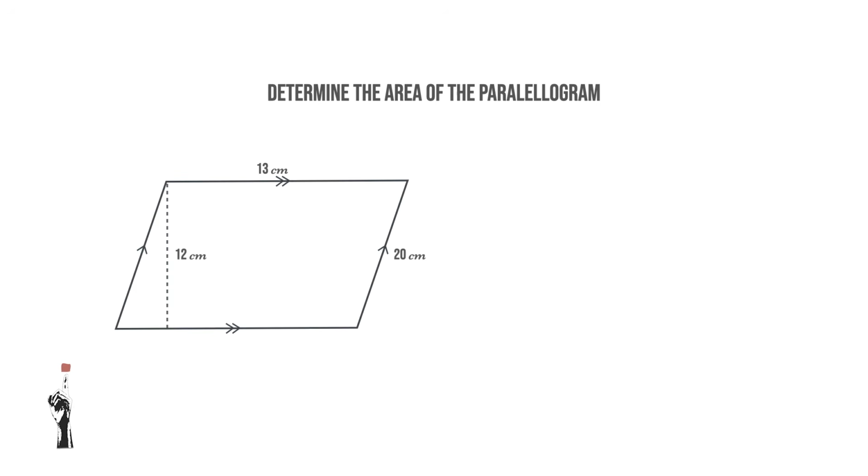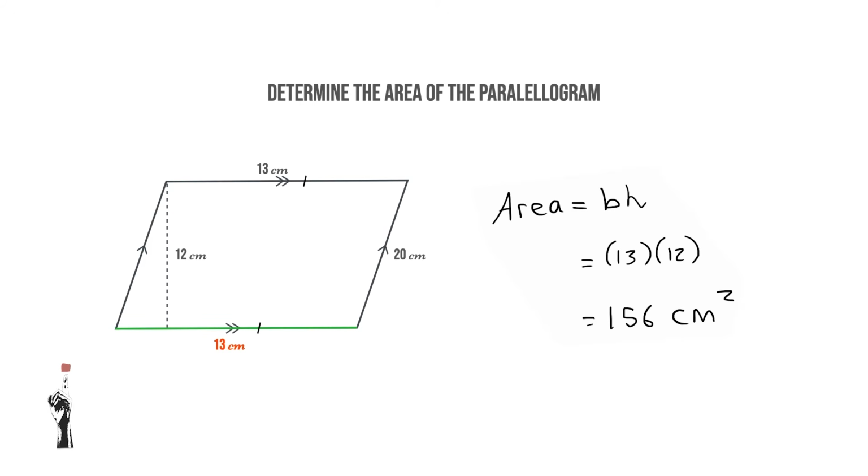I first need to determine my base. My base is always the side on which the 90-degree angle is. Therefore, this green side will be my base of this parallelogram. I know that my base is 13 centimeters long, as the opposite sides of a parallelogram are equal. Therefore, I can say that area is equal to base times height, which is 13 times 12, and gives me an answer of 156 square centimeters.